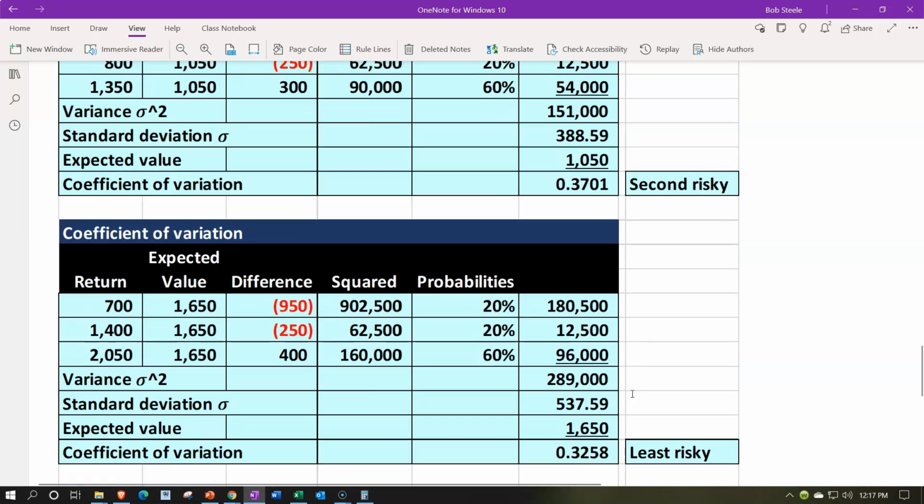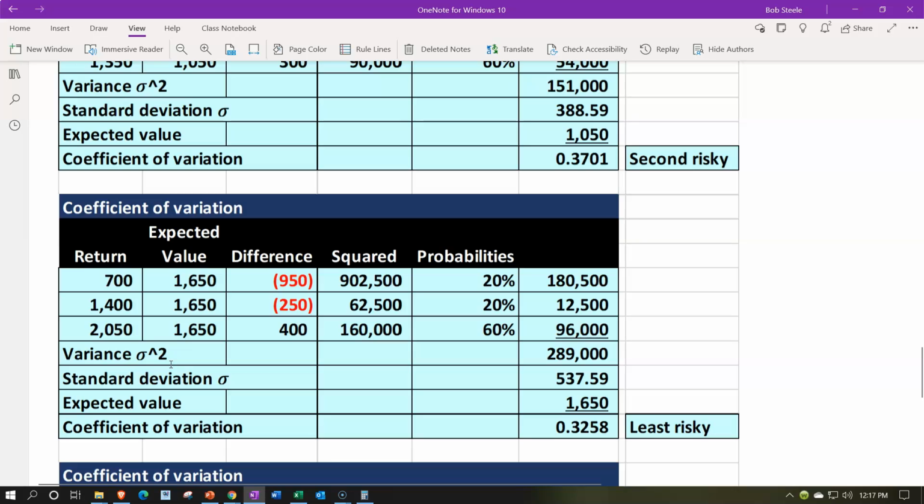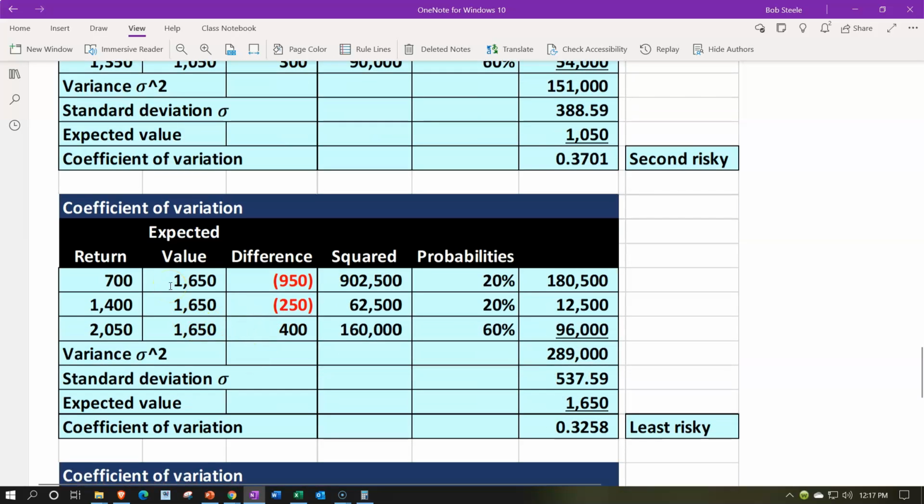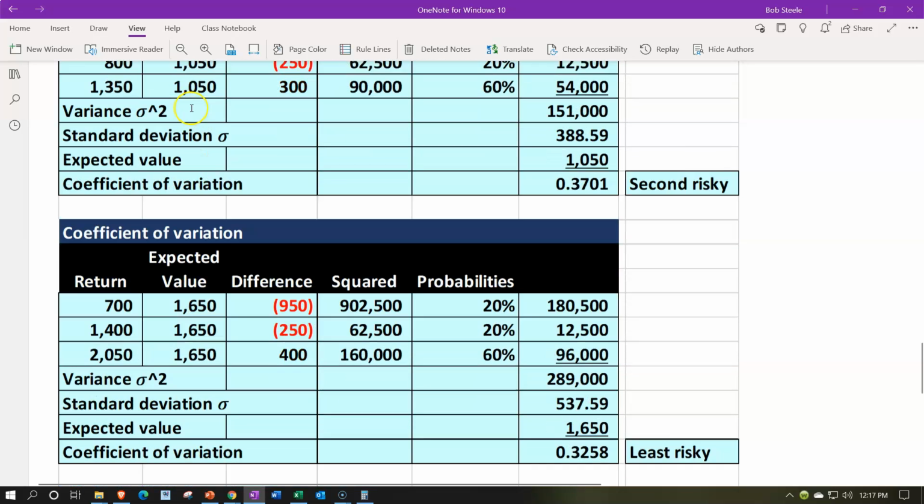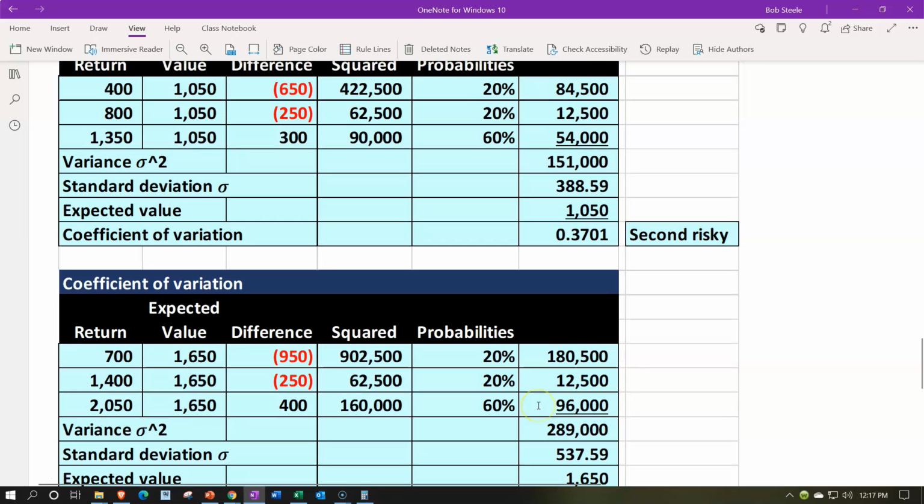So if we take a look at these two up top, we've got the 1,050 and the 1,650. Now between these two, notice this one has a higher expected return than this one, and it's less risky. So in that case, it's not usually a difficult decision. If our expected return is higher and it's less risky, then most likely we would want to be choosing the second option as opposed to the first option.